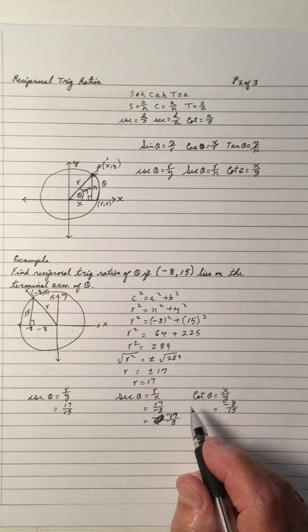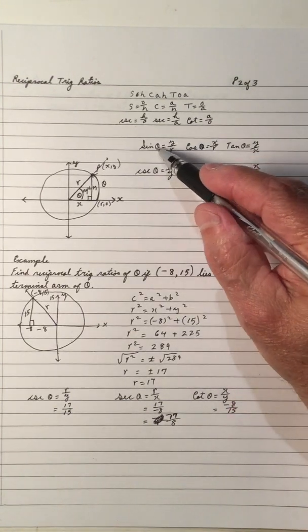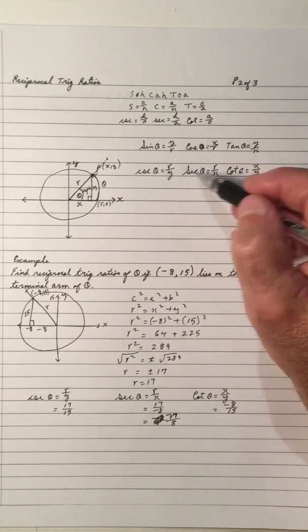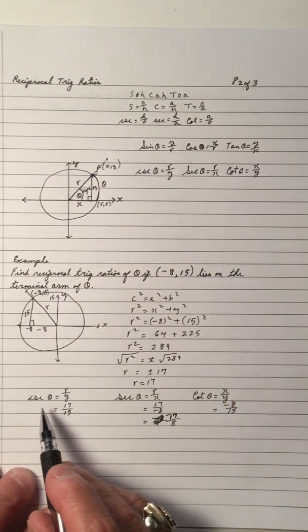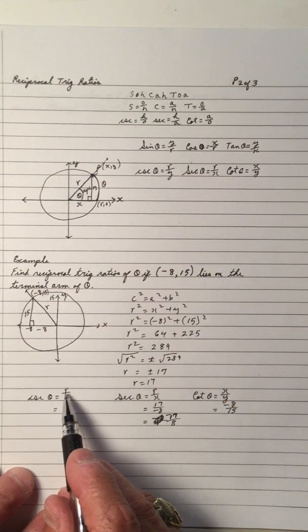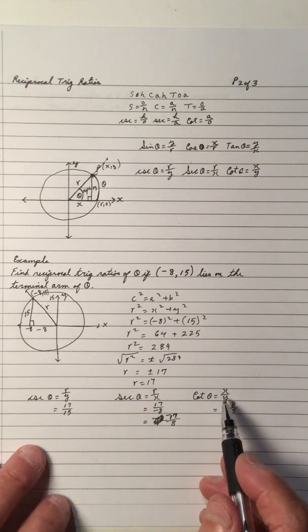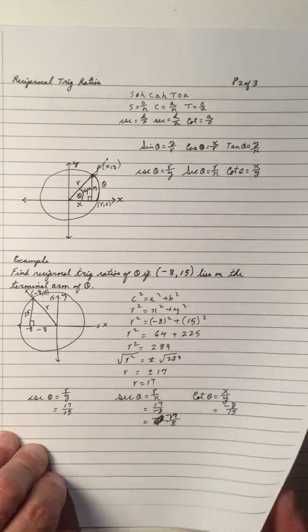So that's working out the reciprocal trig ratios. Again, you can do the cos, sine, and tan, and just flip them around and do it that way. Or you can do what I did. Cosecant is the radius over the y, secant is the radius over the x, and cot is x over y. Memorize it, learn it, be able to write it down very fast. And we have another example to do.